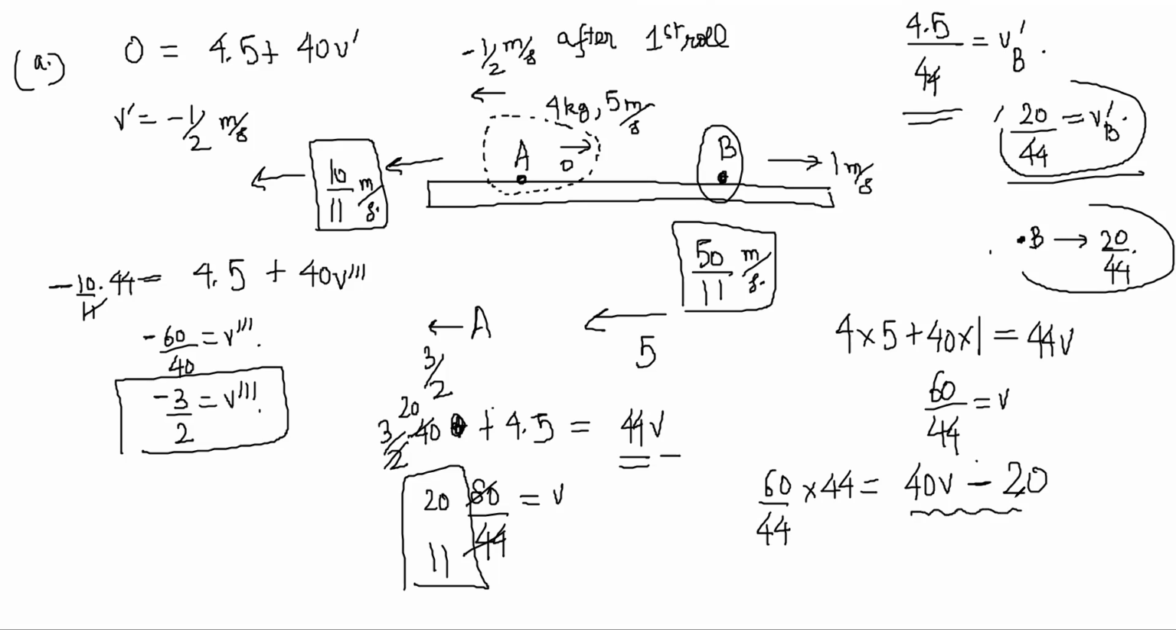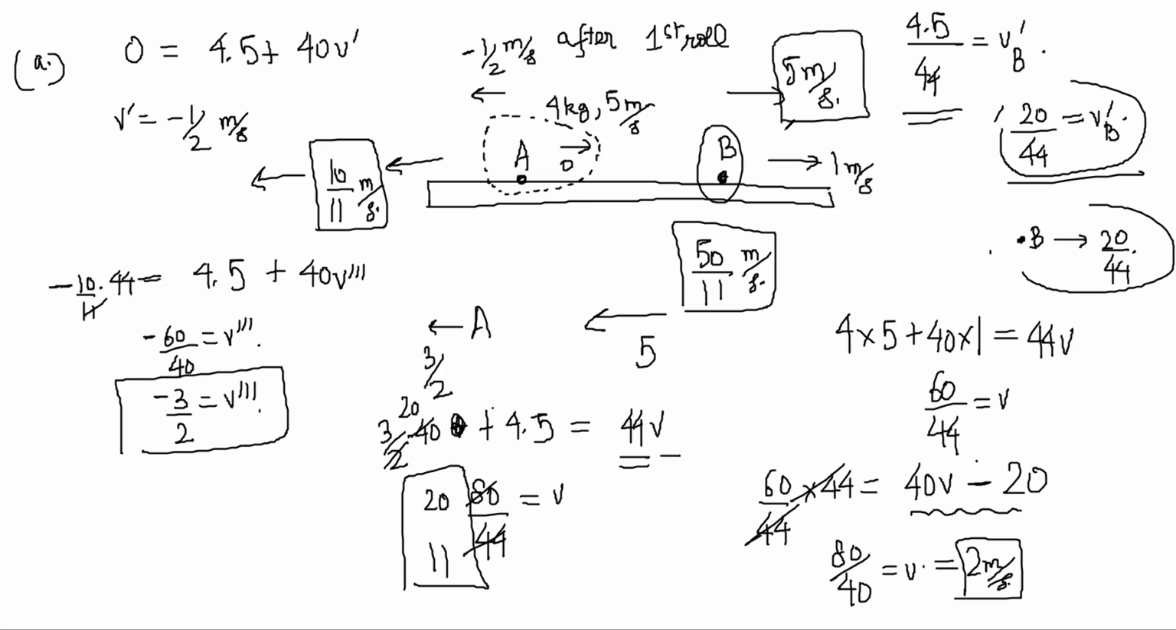So this becomes 60 plus 40, 80 by 42, right? 2 meter per second after the second round trip. So this is moving at 5 meter per second now, after five round trips, right? So after 5 round trips, B is moving at 5 and A is moving at 50 by 11 on this side, right? After that, no more balls can be sent.